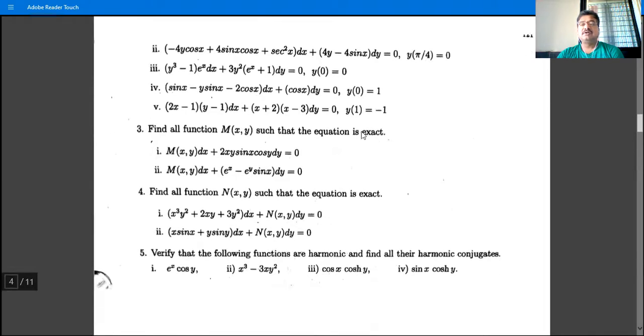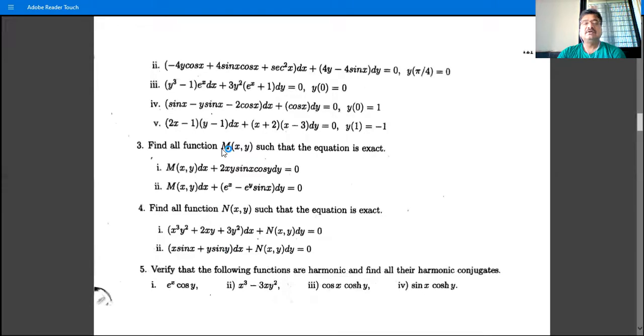If you observe the last problem, y1 is equal to -1 means y is -1 and x is equal to 1. So to find the final answer of this problem, substitute y is equal to -1 and x is equal to 1, find the value of c, and resubstitute that value in the general solution. We get the particular solution of this problem.